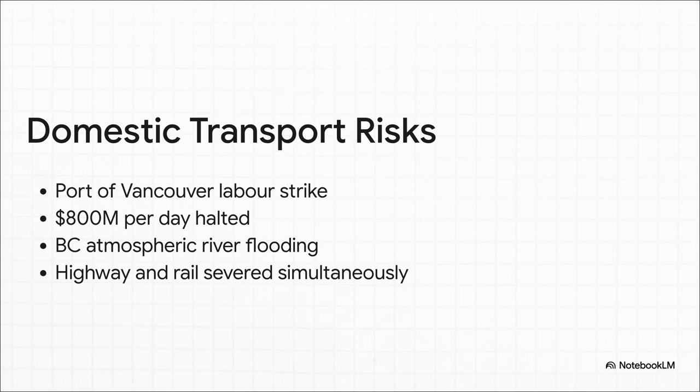But hey, we have to remember that transportation risks aren't exclusively massive ocean crossing events. Domestic events prove the exact same principle. A 13-day labor strike at the Port of Vancouver halted $800 million of goods per day. Or look at the 2021 atmospheric river in British Columbia. Catastrophic flooding simultaneously severed Highway 1 and both main rail lines through the Fraser Canyon. When all your surface transport modes, trucking and rail, run through the exact same physical choke point, trying to diversify your modes simply won't save you.